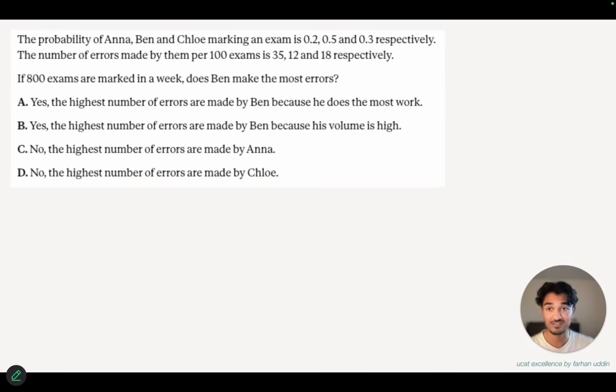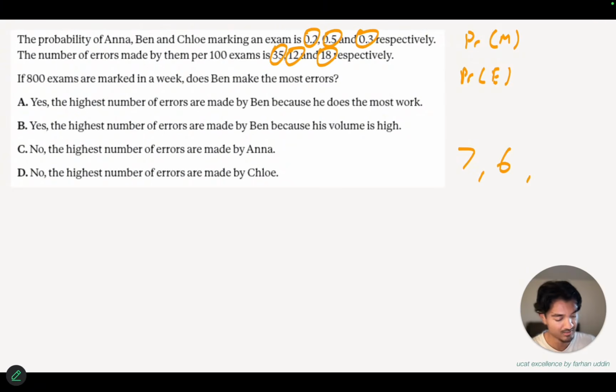What we want to find out is who makes the most errors. That's the question in our mind. Is it Ben or is it someone else? The way we do that is, let's say we have the probability of marking an exam and then the probability of error. Because these are independent, we can multiply them both per person. So 0.2 times 35 gives us 7. And then 0.5 times 12 gives us 6. And then 0.3 times 18 gives us 5.4, I think it is.